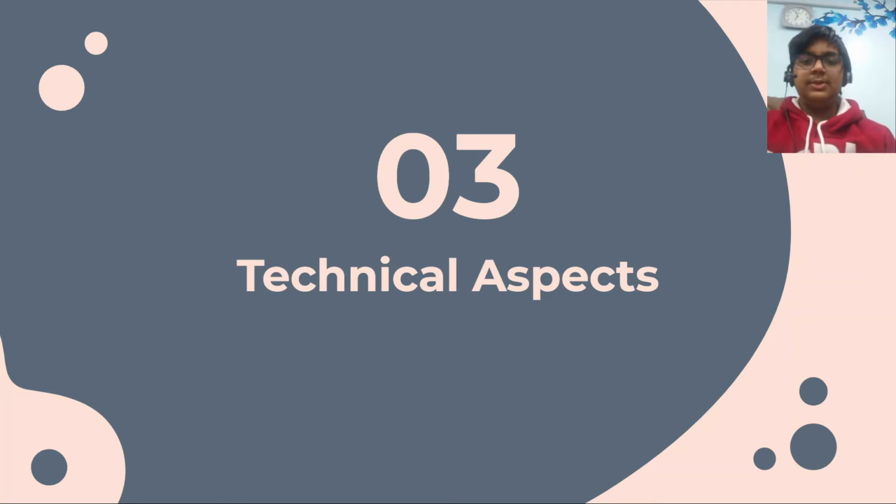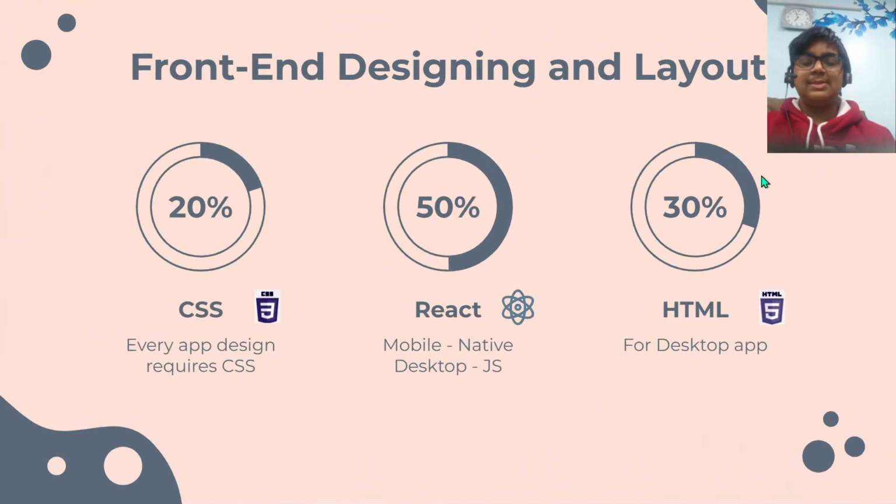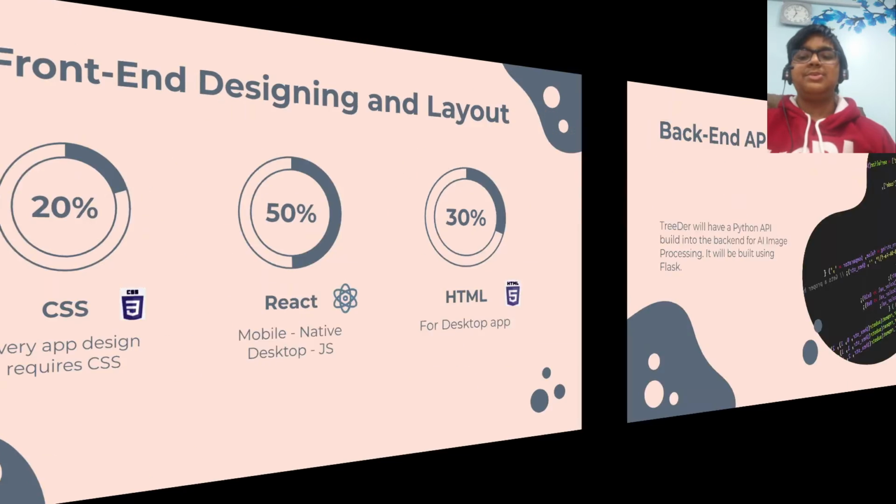Moving on to technical aspects. The first one being front-end designing and layout. Every app design requires CSS. React is an awesome framework for building apps in a dynamic mode. So we'll be using React Native for mobile and React JS for desktop. HTML is required for the desktop applications.